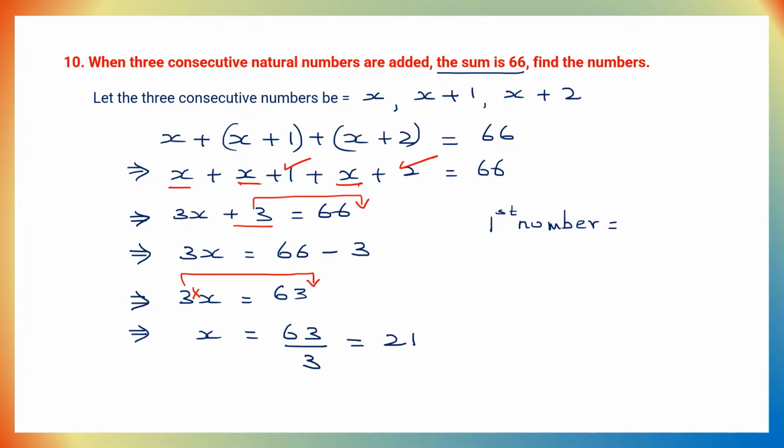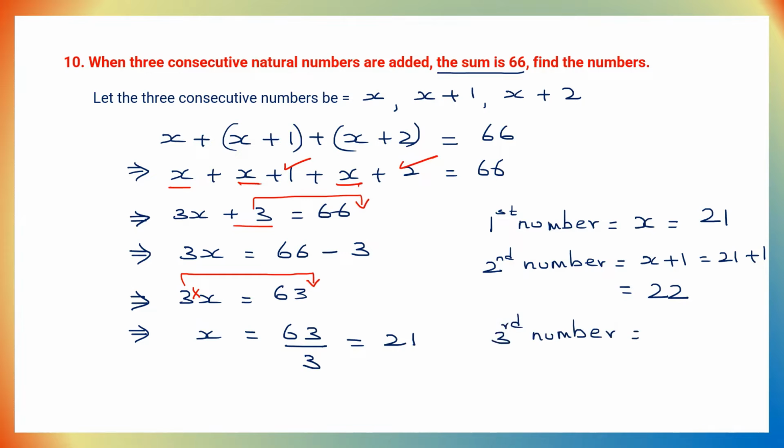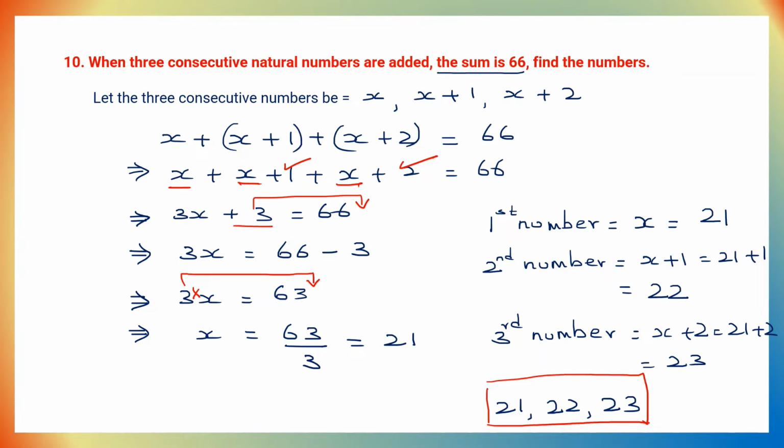So the first number is x, which is 21. Now the second number is x plus 1, which is 21 plus 1, that means it is 22. So the first number is 21, the second number is 22, and the third number is x plus 2, which is 21 plus 2, that is 23. So as you can see, there are three consecutive numbers, 21, 22 and 23. These are the three numbers.